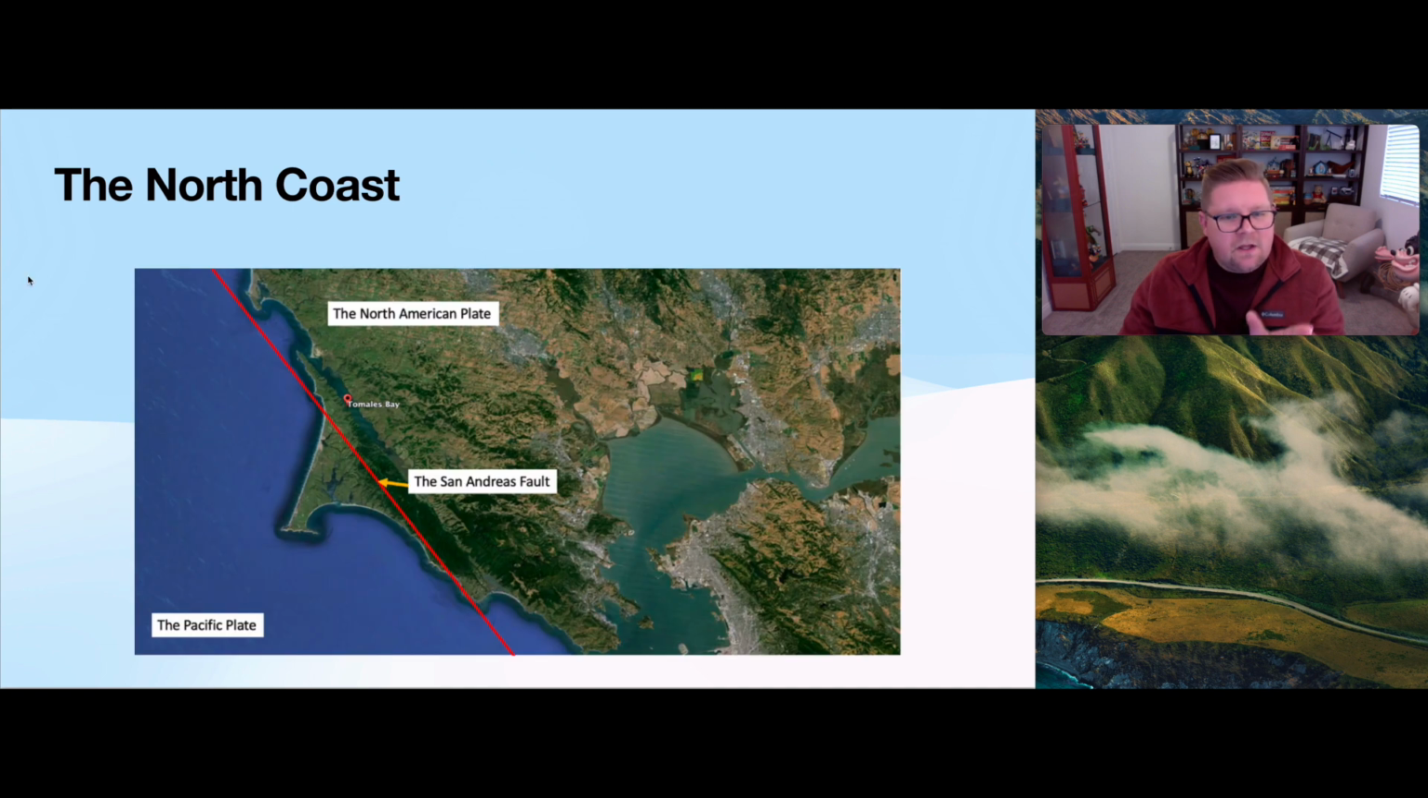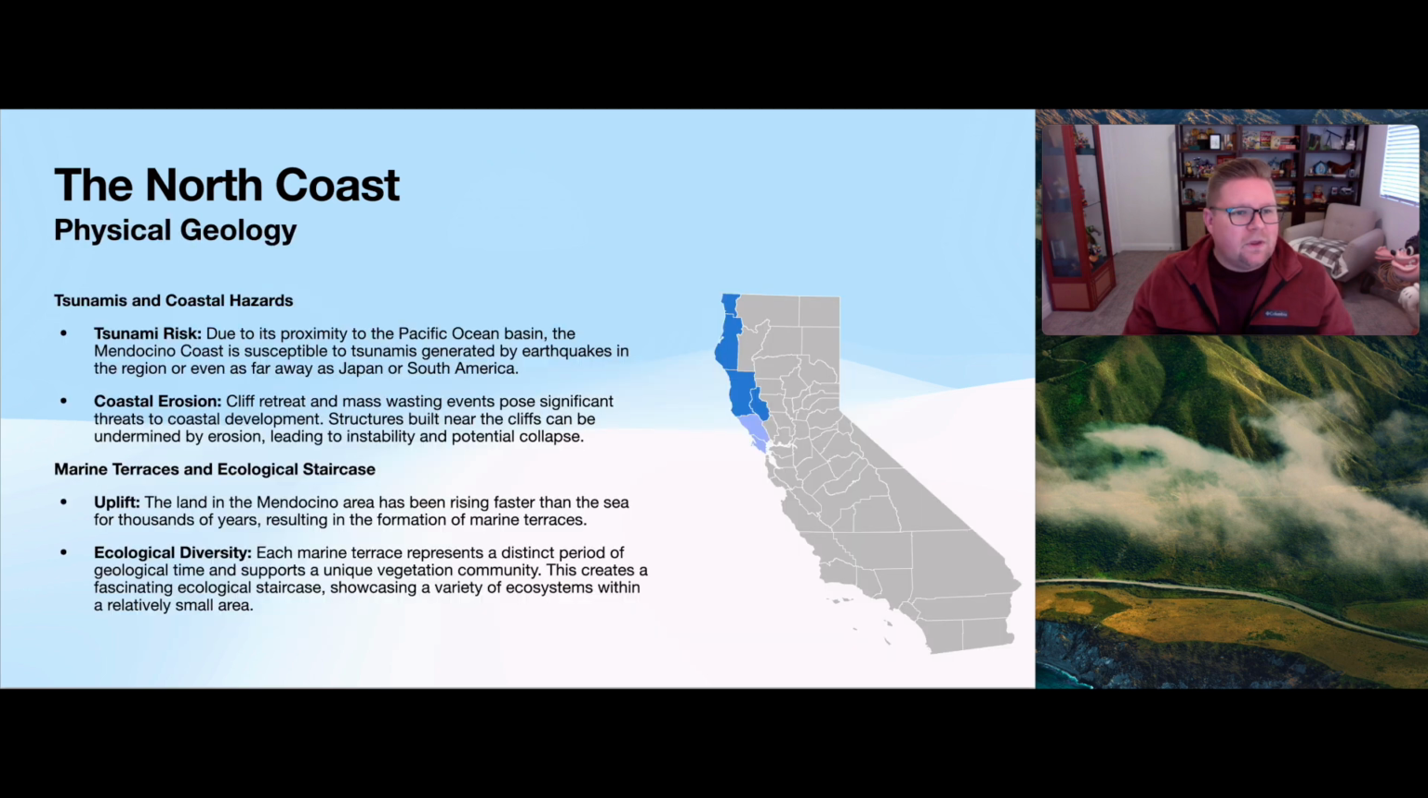Go back over here. So as we can see this continued change, we can see that there's motion and there's tearing apart of the earth, kind of in a sense. It's sliding past, back and forth. So going back to the North Coast, we can look at the physical geology.